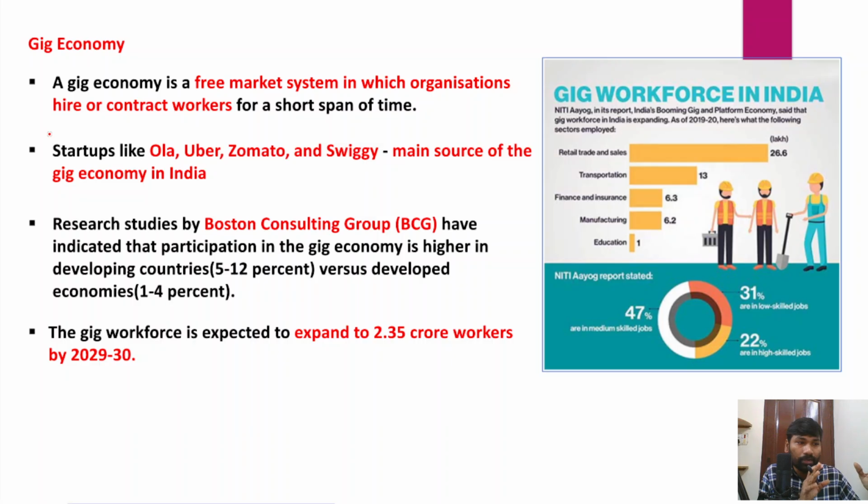So once you finish that work, your contract with the company will end. It is also more and more flexible, and the company will pay for your work, right? So you're not a permanent employee under that particular company, and this is the gig economy. The gig economy is a free market system in which organizations hire contract workers for a very short period of time. And there are a number of startups such as Ola, Uber, Zomato, Swiggy.